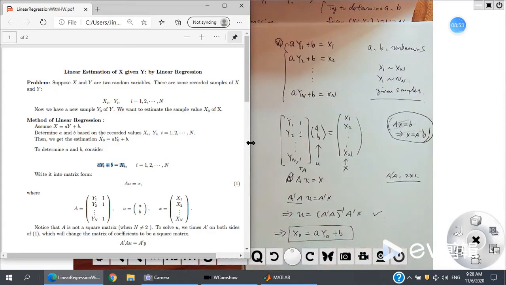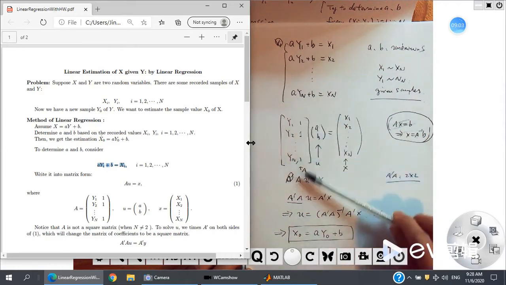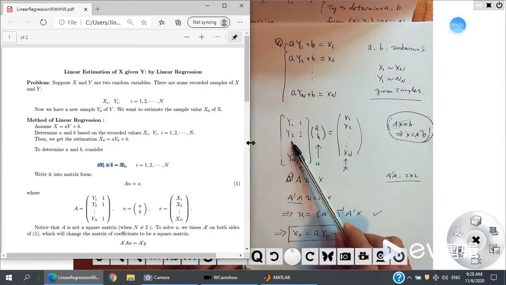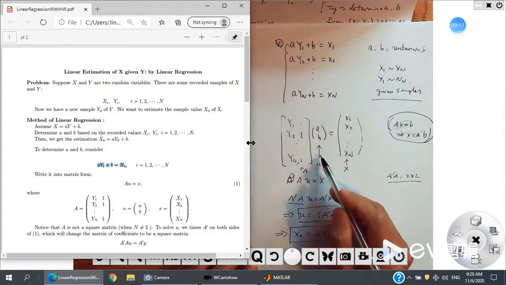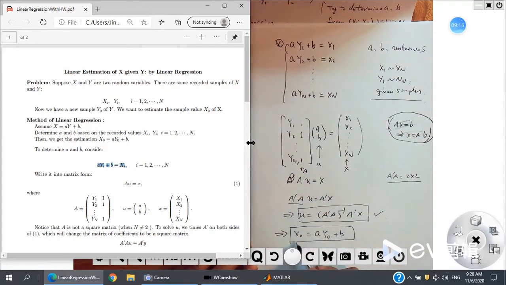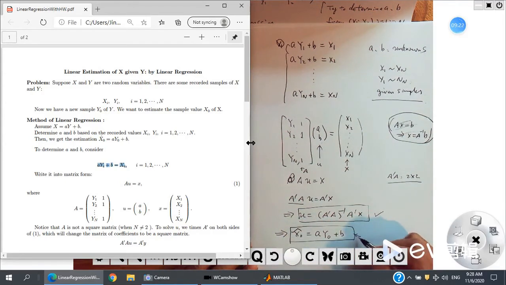So this method, if we're working this way, is quite simple. The only thing is you put the data x and y in these two matrices. This is capital A, this is x. Then use this formula to determine a and b. A and b are u, right? u is a and b. Then plug in here, then you get the estimation. This is the estimate, I put the hat, the estimation of x0.